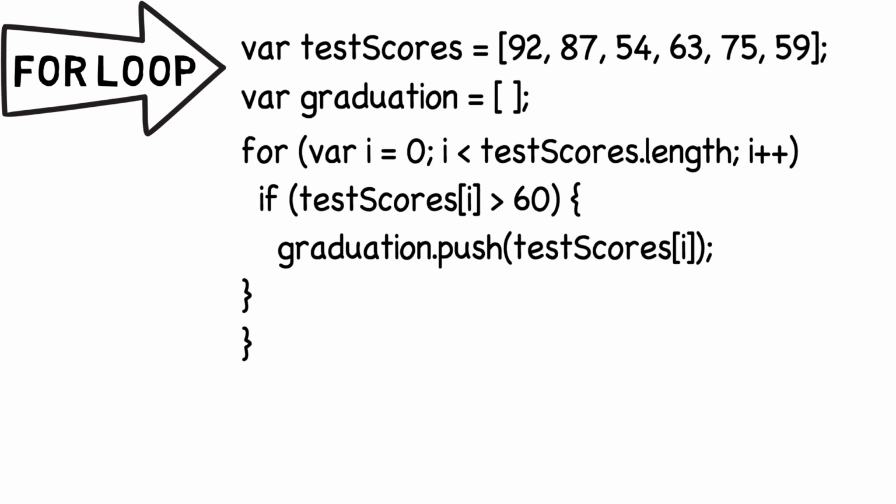We'll dive into the code block and create a conditional statement. We will evaluate an expression. If test scores of index 0, which is 92, is greater than 60, in our code block, we will now access our graduation array that we created above. We'll use the push method that pushes our value to the end of the array. At this point, our value for our current element is 92, so we push that onto the end of our array. We then repeat the process again and again to fill up our array with values greater than 60.